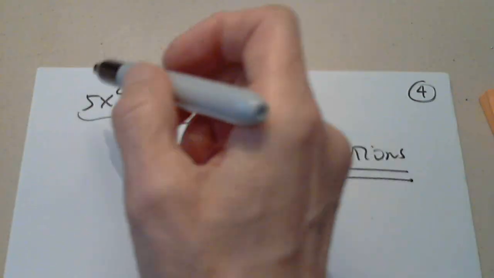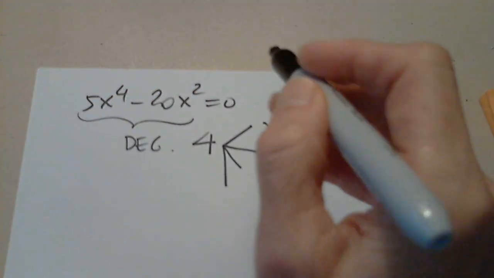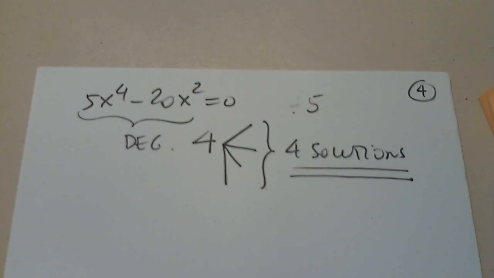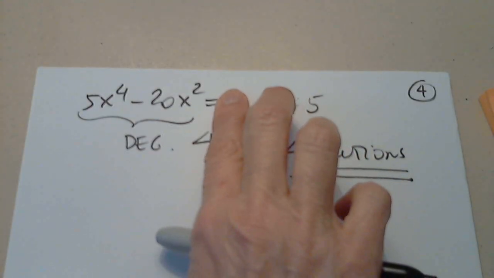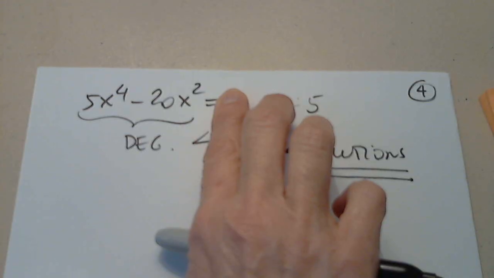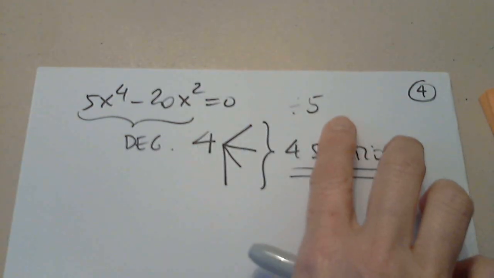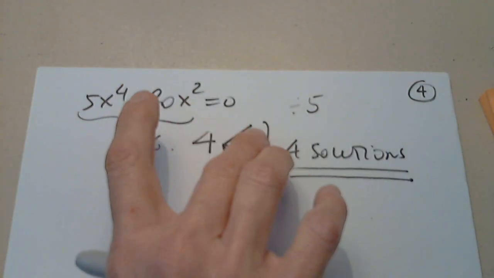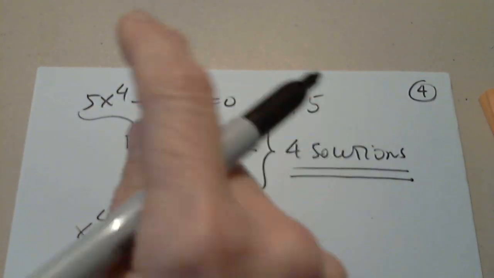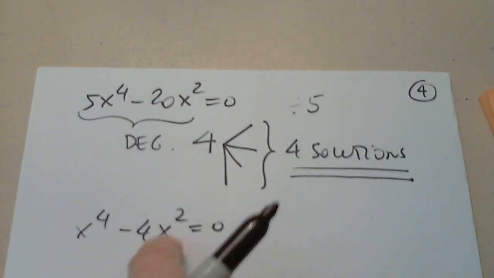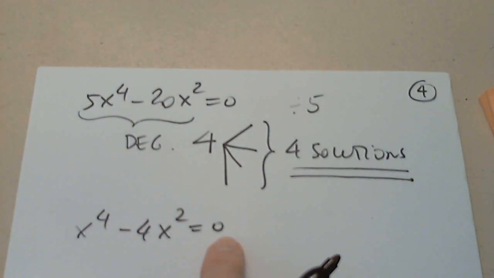Good. I will divide both sides by 5. I'm not ever allowed to divide both sides of an equation by a variable. Never, ever. But by 5, I am allowed to. If this were an expression, I would have never been allowed to divide. I can't divide an expression. I can divide an equation because I'm dividing both sides. So I get x to the 4th minus 4x squared equals 0. This divided by 5, this divided by 5, this divided by 5.